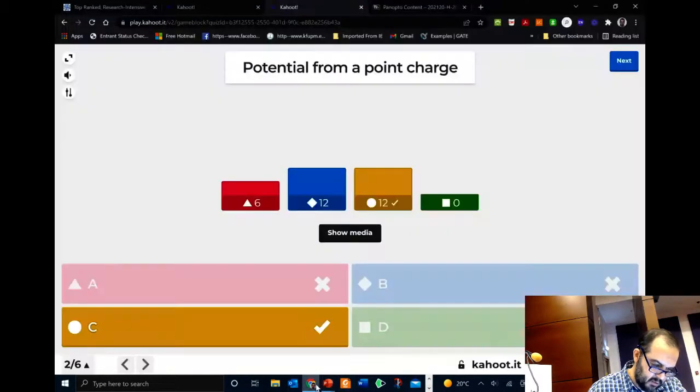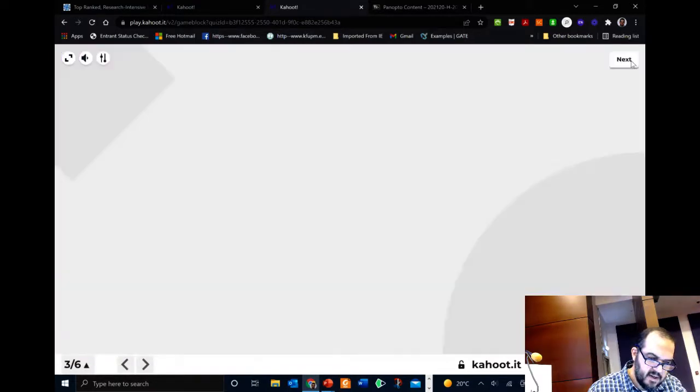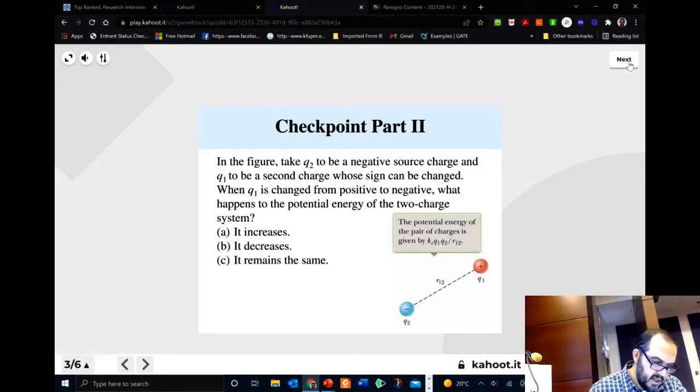And you kind of expect what will be the next question. All right, so here 53531 is leading by a short margin. Okay, so this is the next question. In the figure, take Q2 to be a negative source charge and Q1 to be the second charge whose sign can be changed. Okay, when Q1 is changed from positive to negative, what happens to the potential energy of the two charge system? Will it increase, decrease, or remain the same?